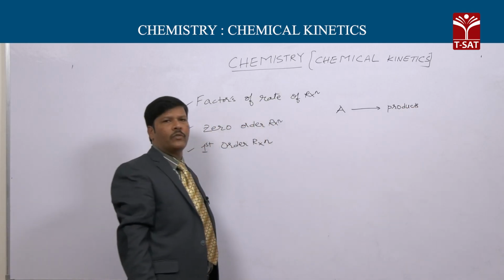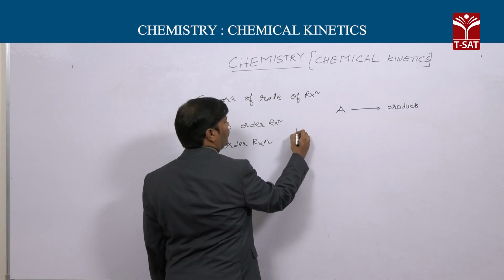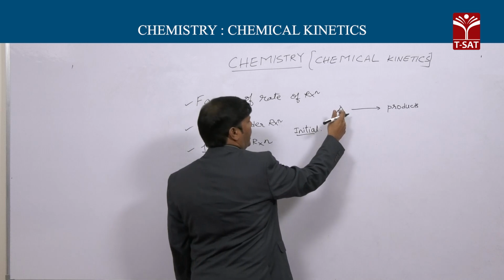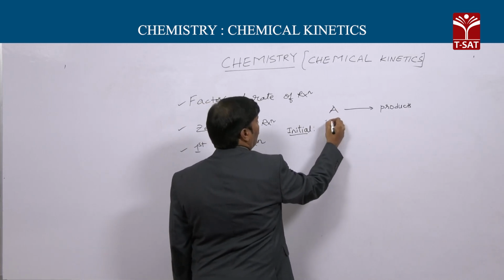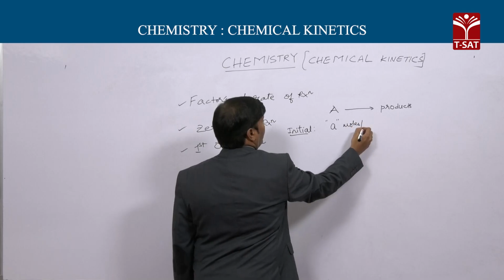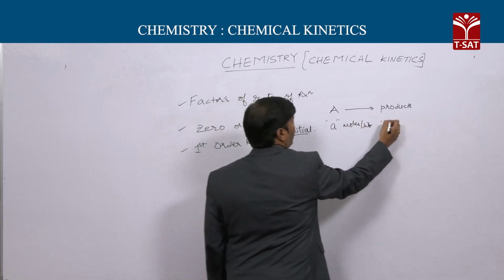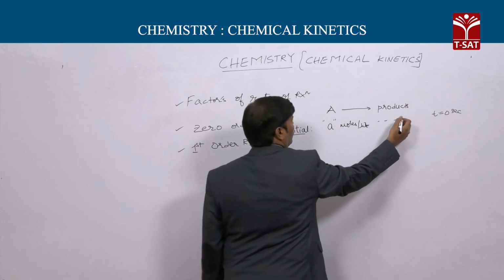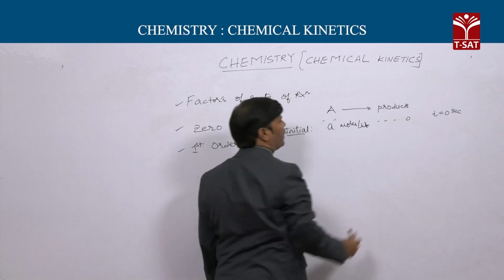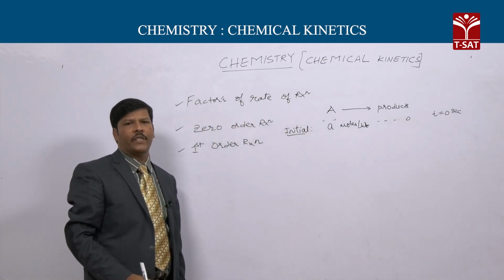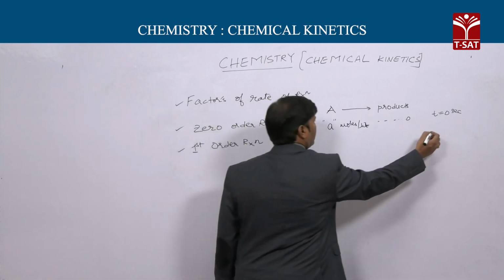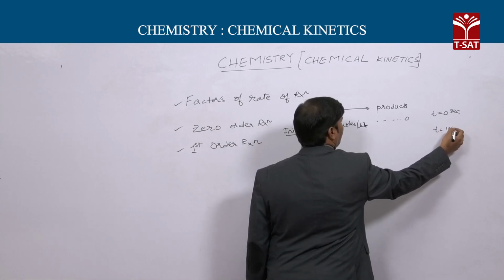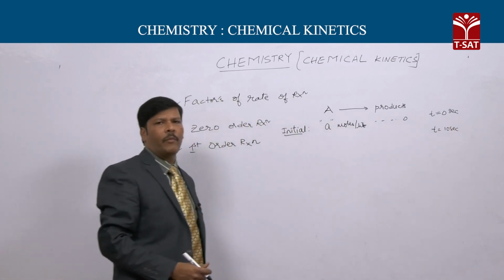If reactant A is giving rise to product, in the initial stage, let the reactant have a concentration equal to A moles per liter at time 0 seconds. That means when the time is 0 seconds, no amount of product has been formed, so we mark it as 0 moles per liter. Now, after a time lapse, any amount of time lapse you can take, say 10 seconds or 2 minutes or 5 minutes, whatever.